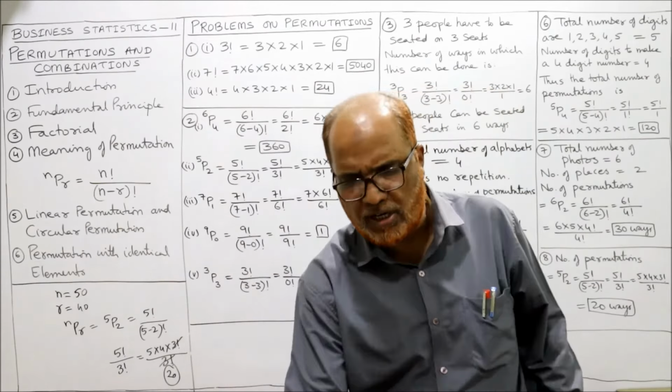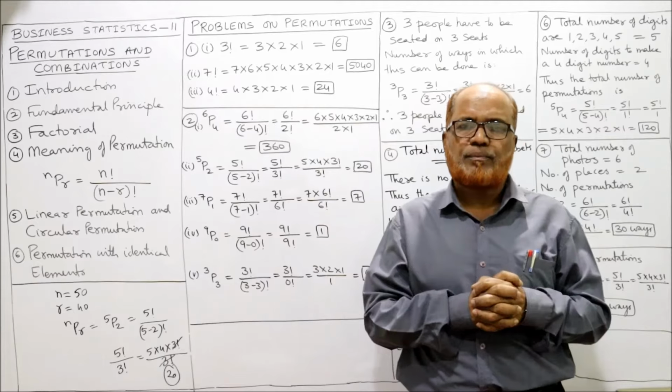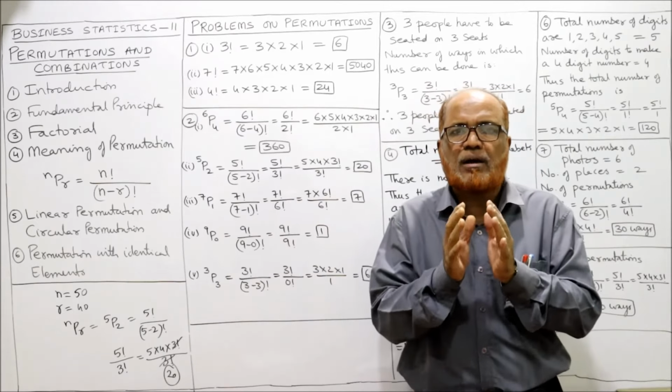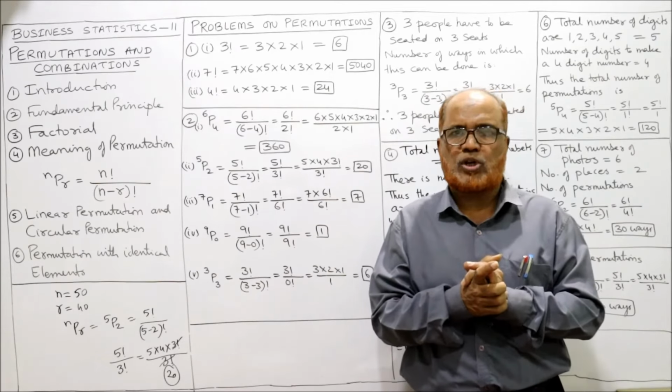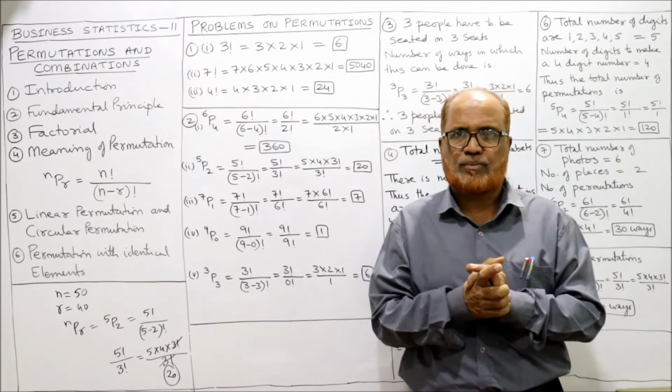Again, I'll tell you, we are not going in depth about permutation and combination because we need only fundamental knowledge. It's a topic of mathematics. In statistics, we need only fundamental knowledge which is applied in other chapters like probability. So this is the end of the theoretical part. Now we'll start the problems on permutation and combination.